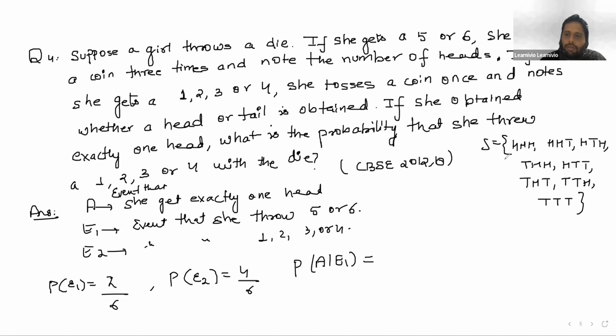Okay. Now, Nabil, she gets this. When she gets a 5 or 6, she tosses a coin 3 times. So this is the sample space. Now, A by E1 means she gets exactly one head. So what is the probability of getting exactly one head?